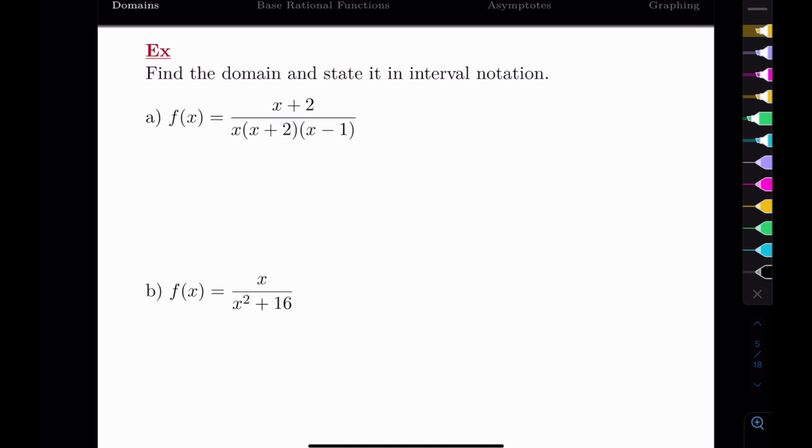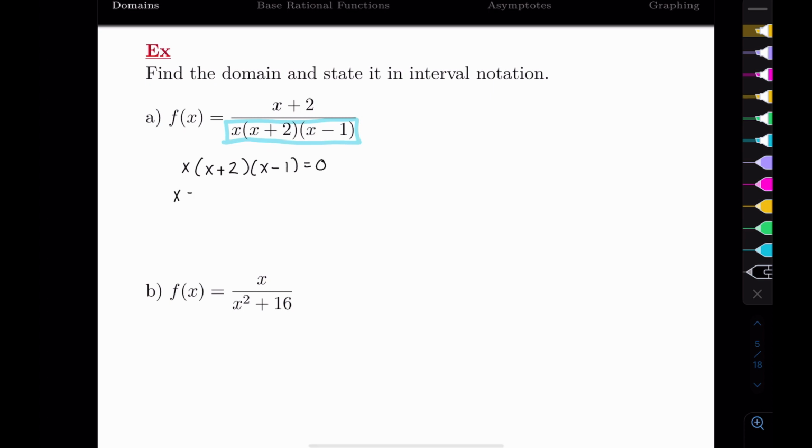We want to find the domain, and we also want to state it in interval notation. Looking at this expression, I don't really care if this simplifies. When I'm finding the domain, I've got to work with exactly what's given to me. So I have my variables in the denominators. I need to find all the values that make the denominator 0, so I need to set this entire expression equal to 0 to find all of our bad values.